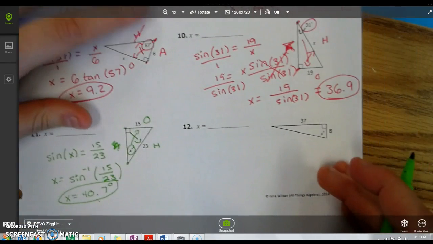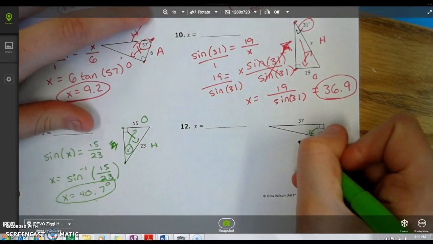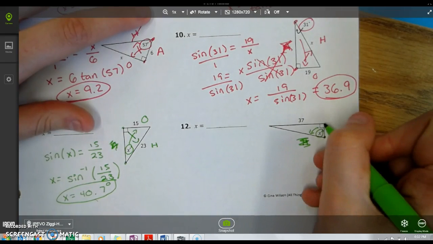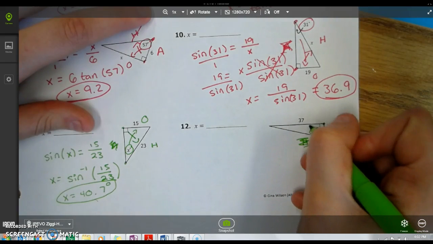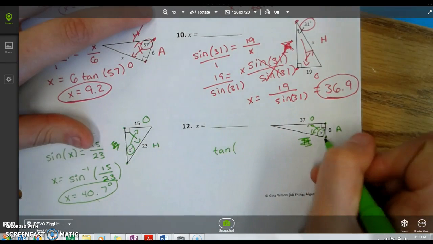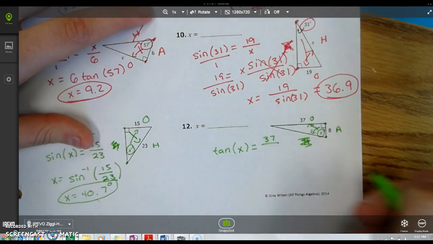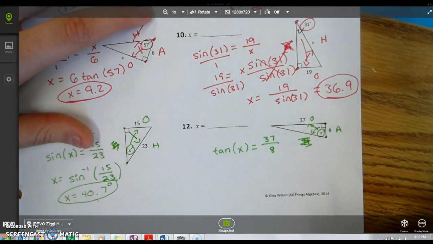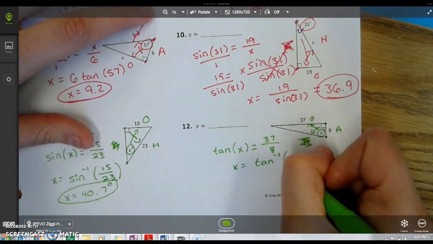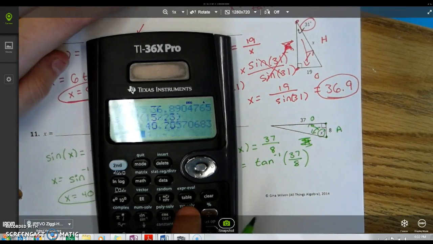Number 12. I do not have a hypotenuse, so it has to be tangent. In between is adjacent, across from it is opposite. X is my angle. 37 over 8. I'm looking for the angle, so I did the inverse. Hit it twice.